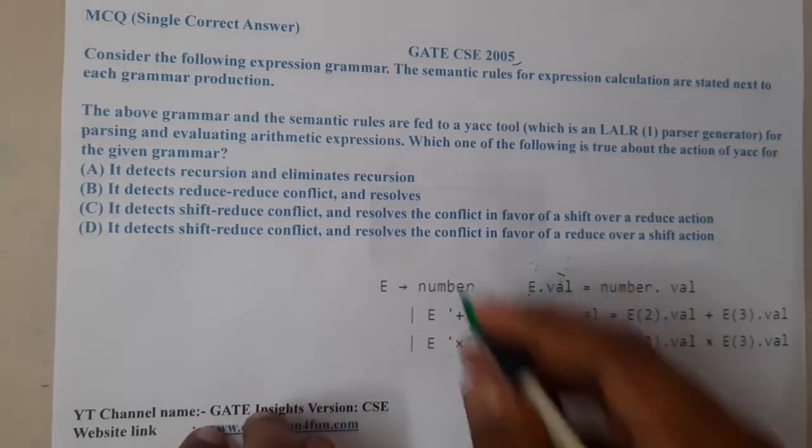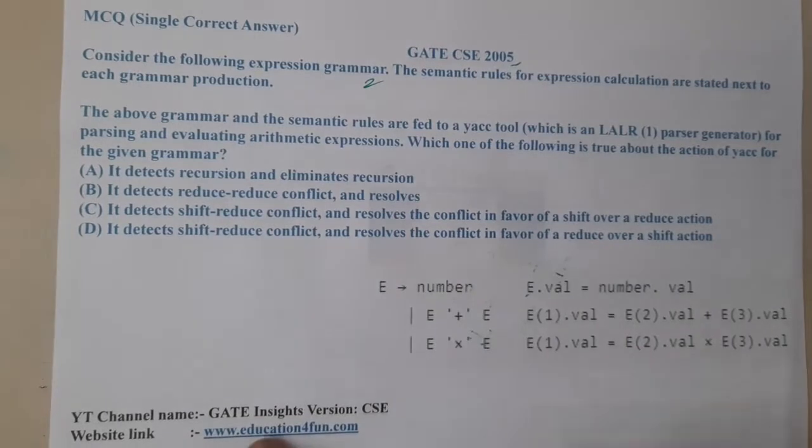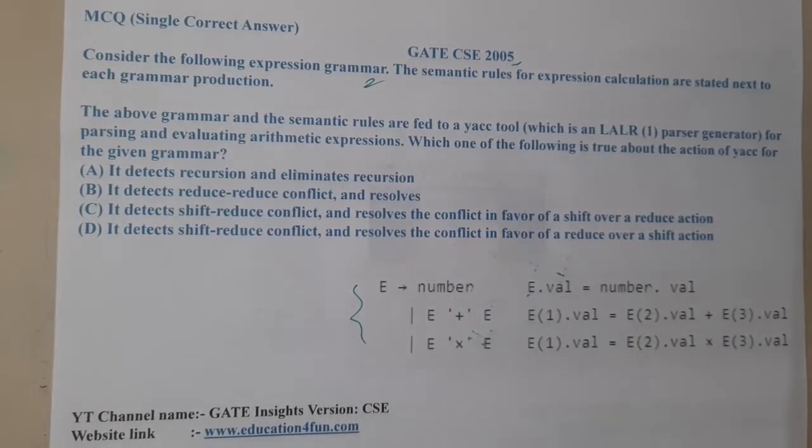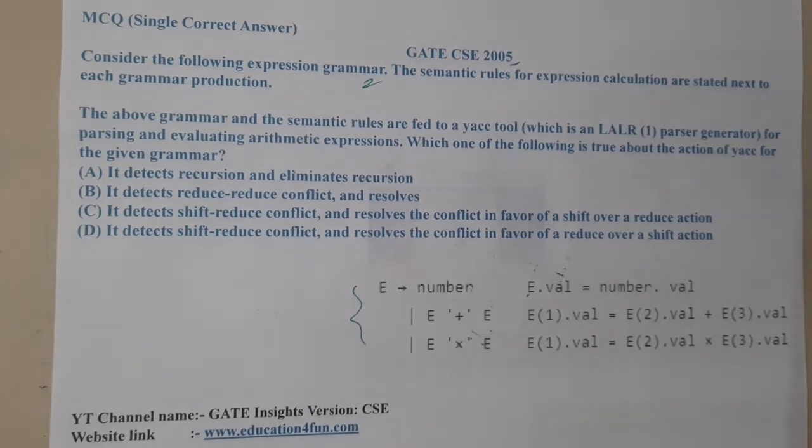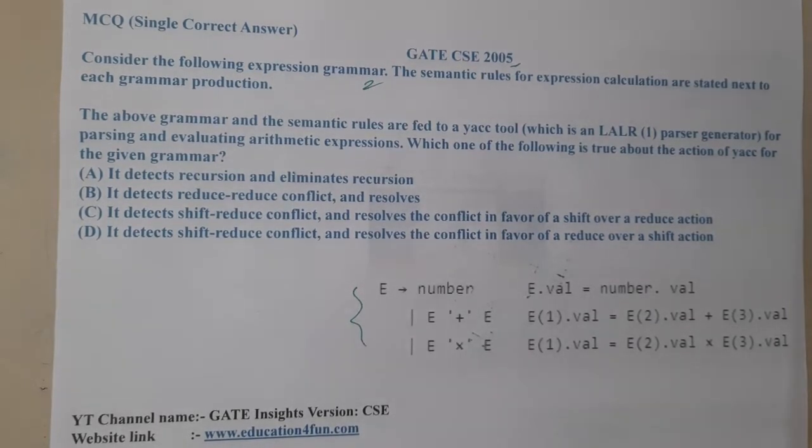Consider the following expression grammar. They gave some grammar here, and they are saying the semantic rules for expressions calculated are stated next to each grammar. They are saying the above grammar and the syntactic rules are fed to the yacc tool, which is an LALR parser, for parsing and evaluating the arithmetic expression. Which one of the following is true about the yacc of the given grammar?